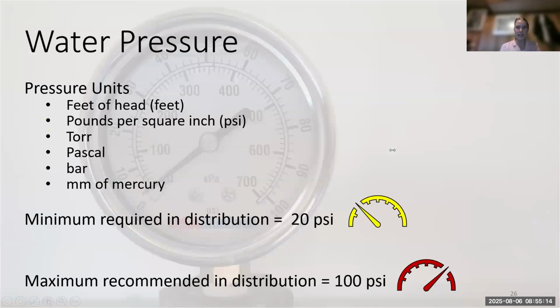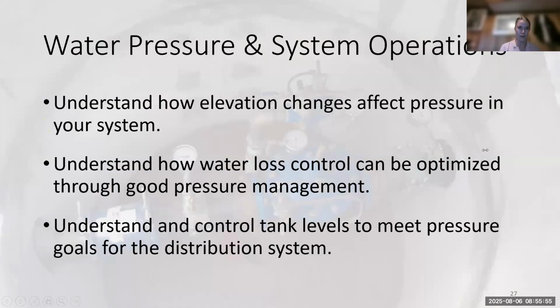Okay, so we have just a few minutes left, and I just wanted to quickly go over pressure. When we're talking about water pressure, we're working with a few different kinds of units. We're usually working with feet of head, which is measured in feet, and pounds per square inch, also written as PSI. We could be looking at torrs, pascals, bars, millimeters of mercury. The minimum pressure required in our distribution systems is 20 PSI, and the maximum recommended is 100. So staying within that range is really important, and being able to calculate your water pressure is really important to making sure that you're staying within that safe operating range.